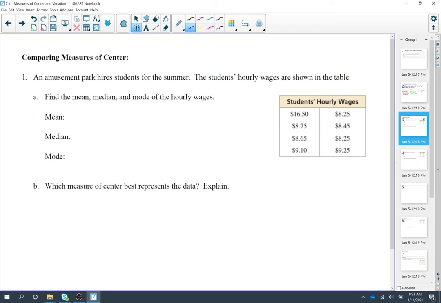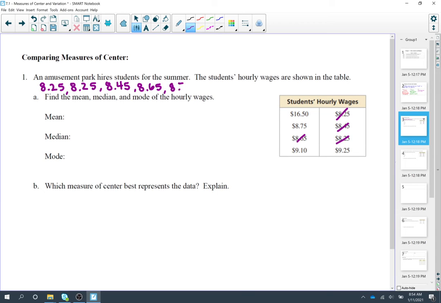Example 1, comparing measures of center. So it says, an amusement park hires students for the summer. The students' hourly wages are shown in the table. Part A, find the mean, the median, and mode of the hourly wages. Now, honestly, the first thing I recommend all the time, no matter which measure of center you're finding, is to put the numbers in order from least to greatest. So if I'm looking at my numbers and I kind of cross them out as I go, 8.25, and I'm just going to list them up here. And then we have another 8.25. Then we have an 8.45. Then we're going to have an 8.65.